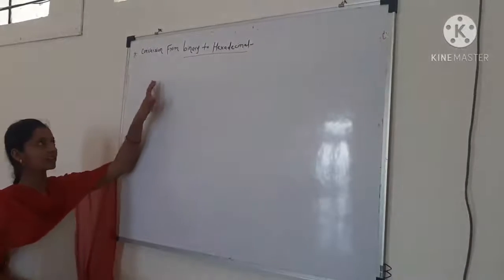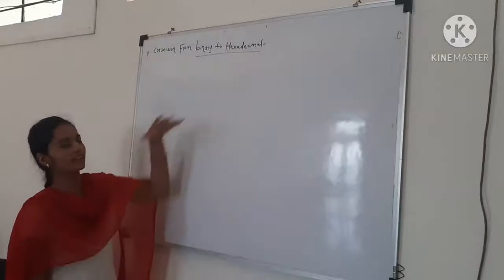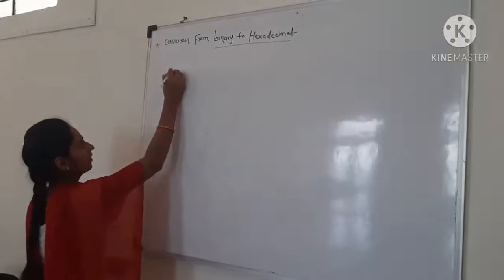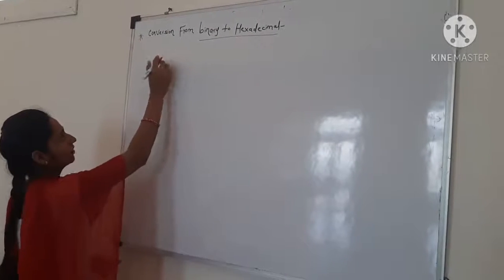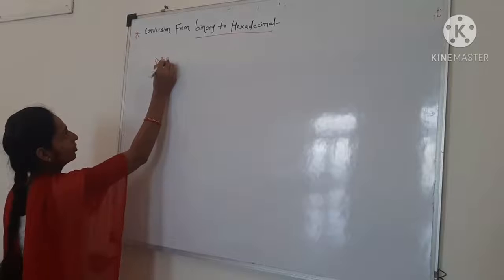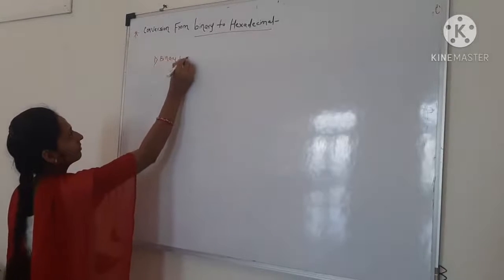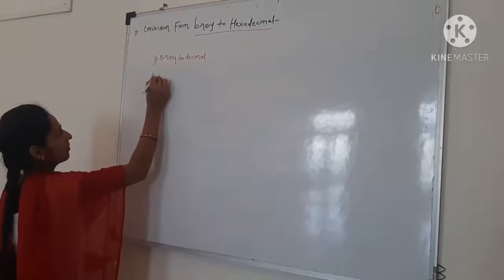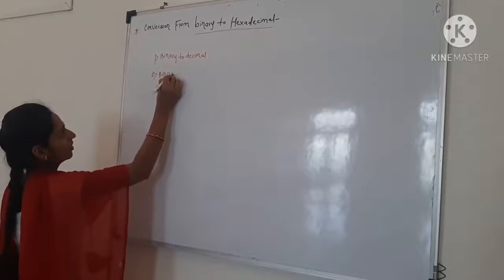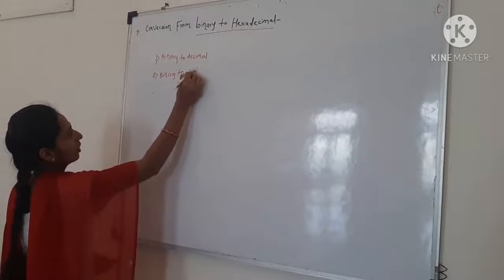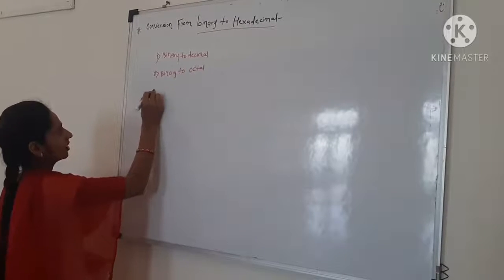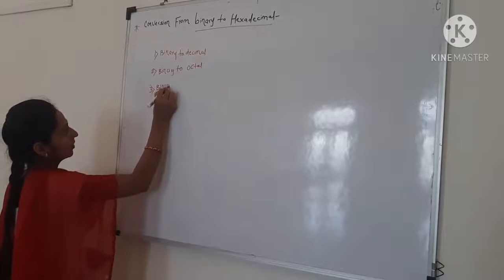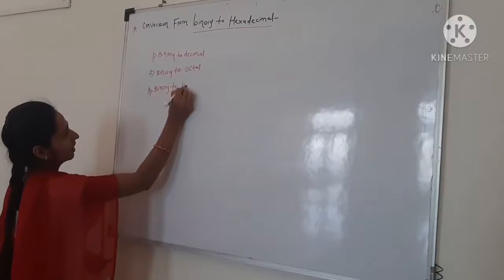Let's start with today's topic, that is conversion from binary to hexadecimal. In the previous lecture, we completed two conversions. The first one was binary to decimal, the second one was binary to octal. Now today we are going to see the third conversion, that is binary to hexadecimal.